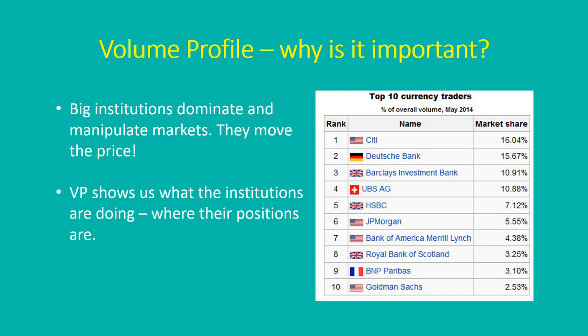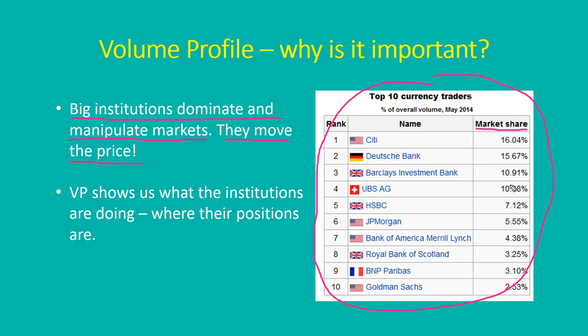The reason why a volume profile is so important is that you can track big financial institutions using the volume profile. And as is written here, big financial institutions dominate and manipulate markets. Those institutions move the price. If you look at this picture, then those are 10 biggest banks, 10 biggest currency traders in the world. And if you count their market share, then you can see that it's absolute majority of all the markets. So 10 banks control absolute majority of all the volumes that are traded every day.